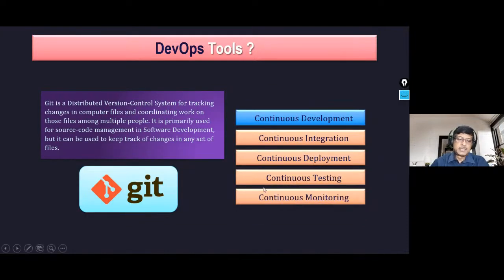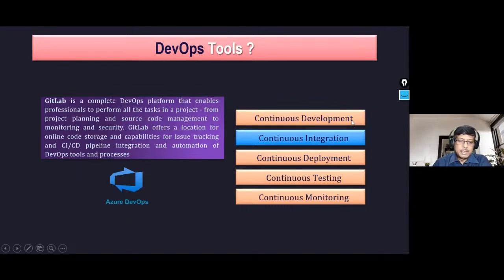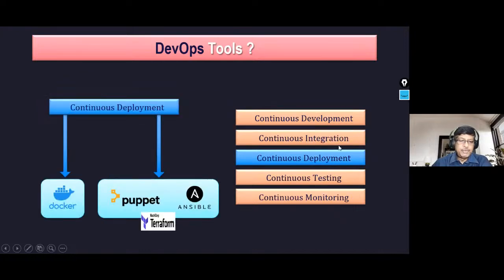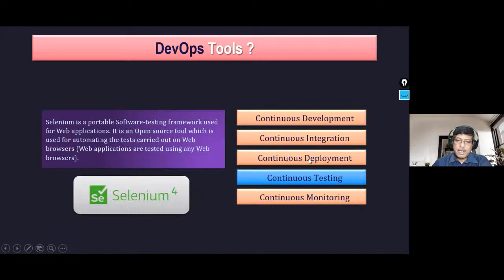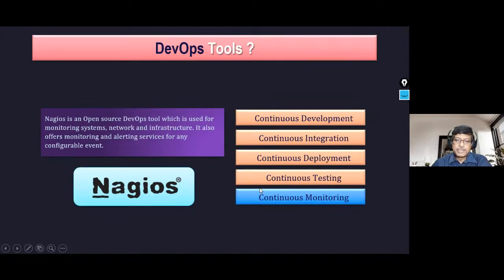Git is definitely a tool that we will be using under continuous development. Azure DevOps is the tool we are going to use as a pipeline for continuous integration. Then we will use Docker, Ansible, and Terraform for continuous deployment. We will use Selenium, if at all, for continuous testing. And we will use either Nagios, Splunk, or ELK for continuous monitoring.